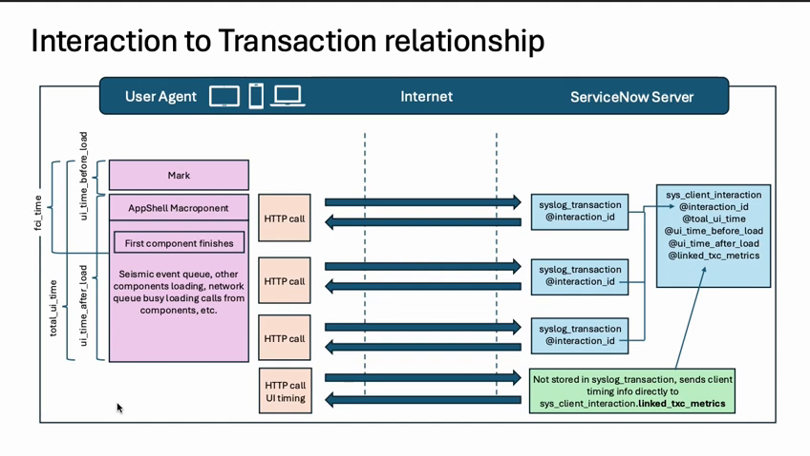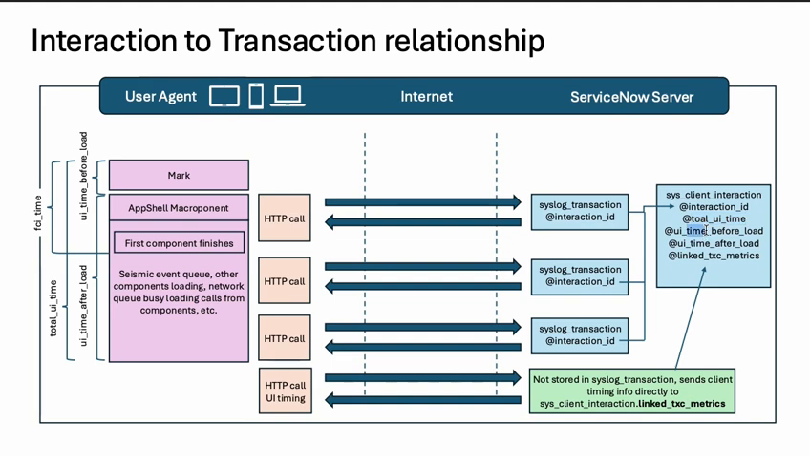So having a look at how a single interaction is connected to multiple transactions, inside ServiceNow we store two important tables, the syslog transaction table and the sysclient interaction table. And as I mentioned, each interaction can have multiple transactions. They're tied together with this interaction ID field. We have a total UI time, which is measured starting with that mark and ending when seismic event queue and network queue has quieted down.